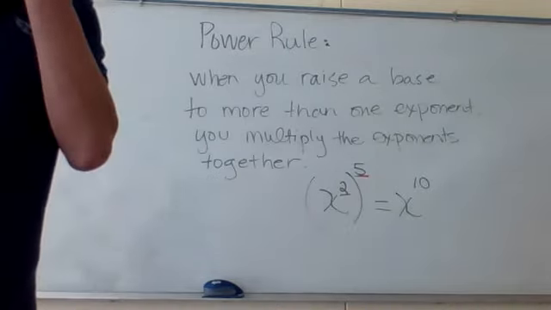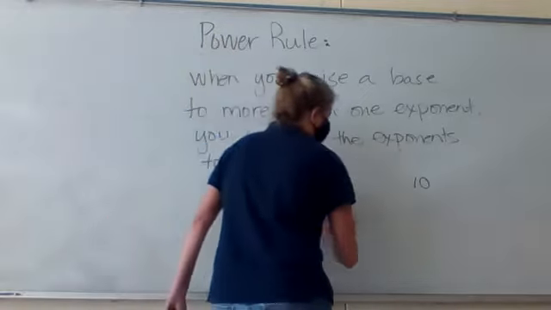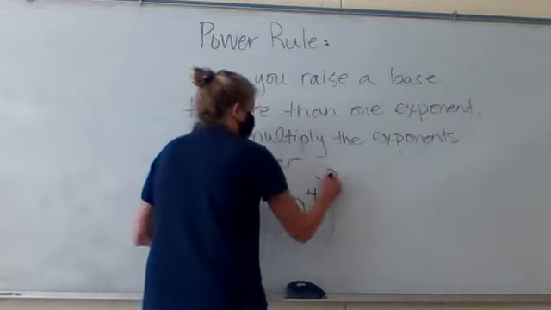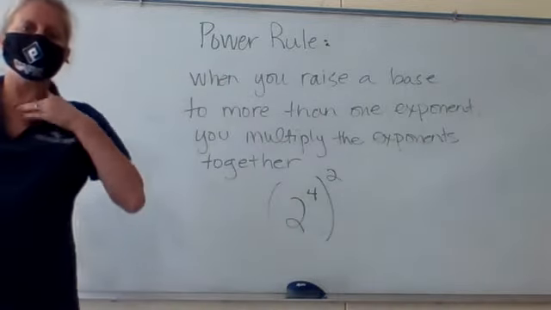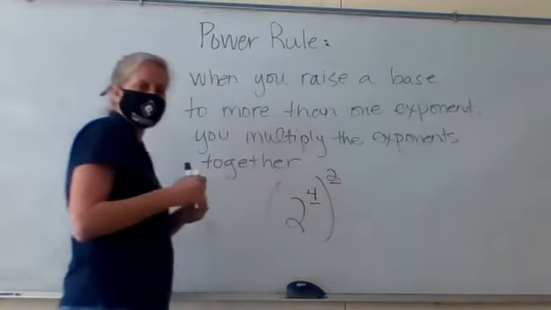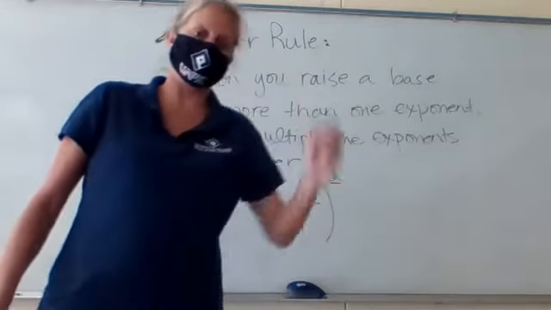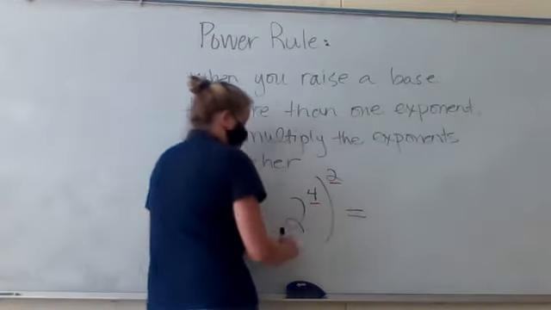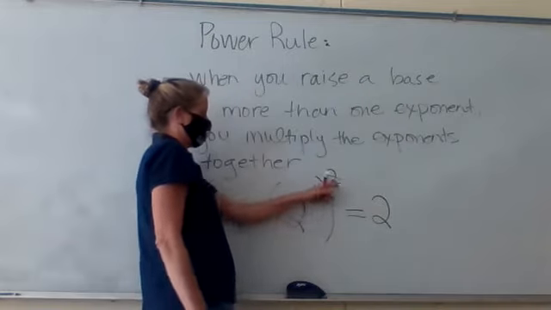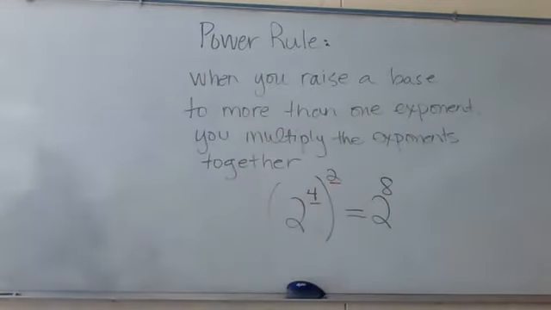So on number 7, you have 2 to the 4th, and then again to the 2nd. So what is the 2 being raised to? The 2 is being raised to the 4th power, and again to the 2nd power. So is the 2 being raised to more than one exponent? Yeah, it's being raised to 2 different exponents, which means I will rewrite this with my base as 2. Now multiply those exponents together, and 4 times 2 gives me 8. So 2 to the 8th power.